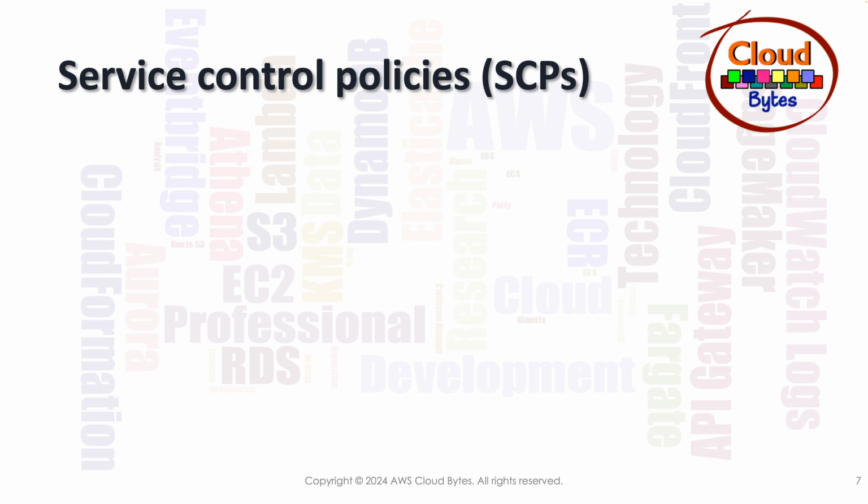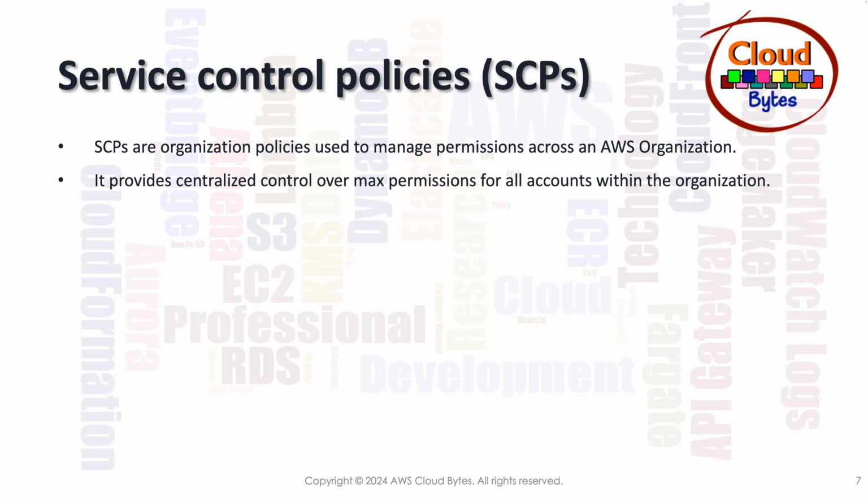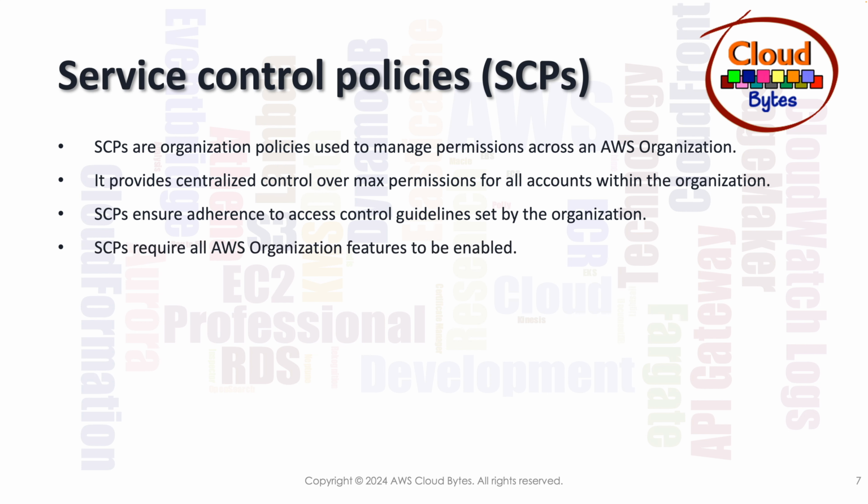What is a service control policy? You can say SCP or organizational policies, used to manage permissions across an AWS organization. Why do we need it? It provides centralized control over max permissions for all accounts within the organization. SCPs ensure adherence to access control guidelines set by the organization. SCP requires all AWS organization features to be enabled.